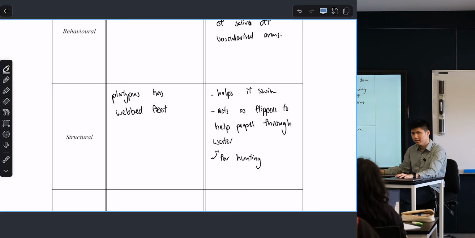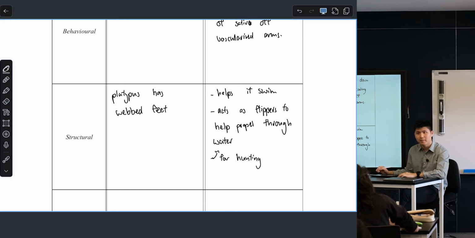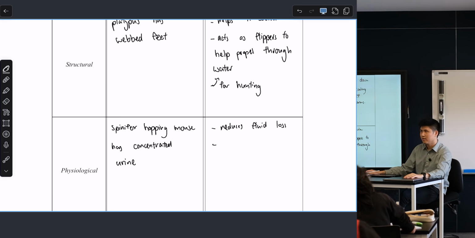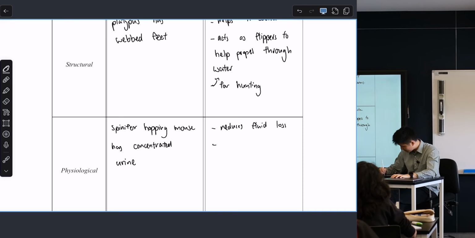Yeah? We can push through the water. Yep, right. So acts as like a flipper. Right, so acts as a flipper to help propel the platypus through water, yes? That means that it can eat its food, because the food is underwater, I think. So if it can't do that, then it will die of starvation. Like helps it grab onto food? No, like if it can't swim, it can't go underwater to eat its food. Oh, yep. I'll add that too. For hunting.